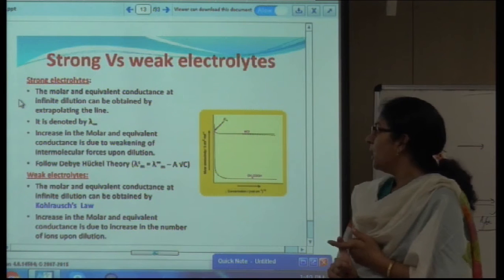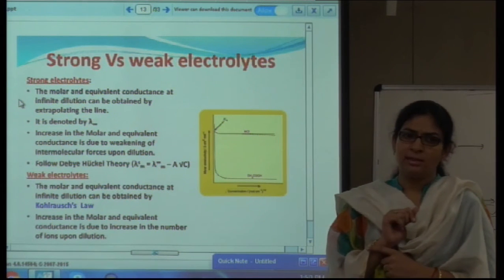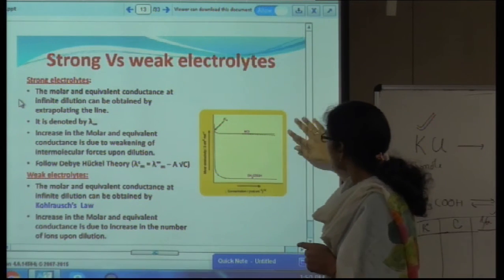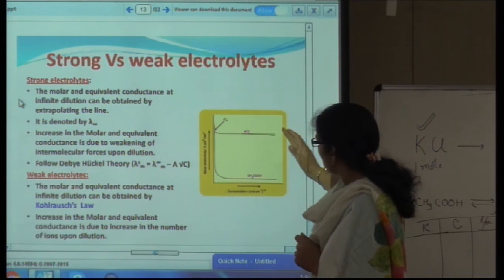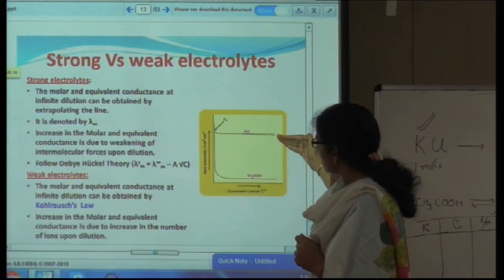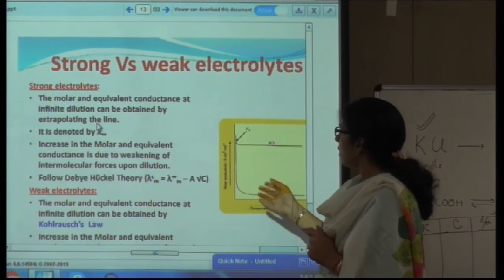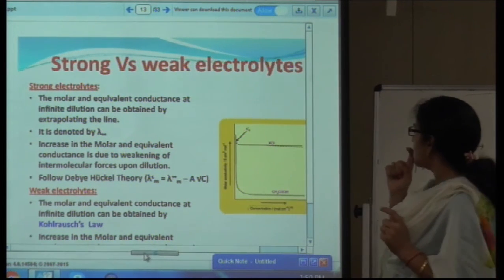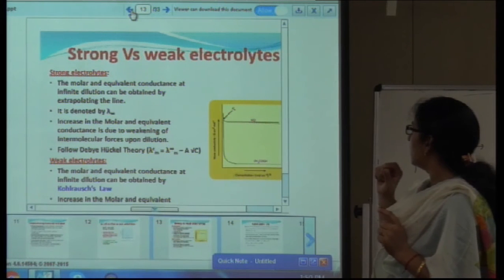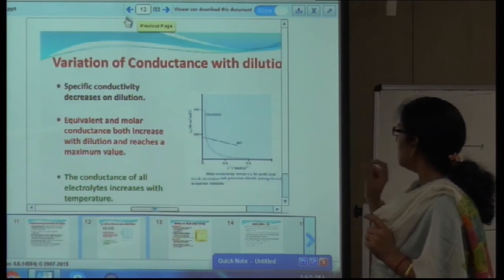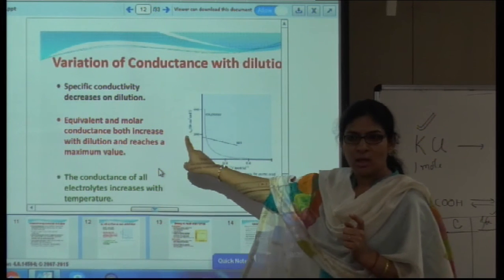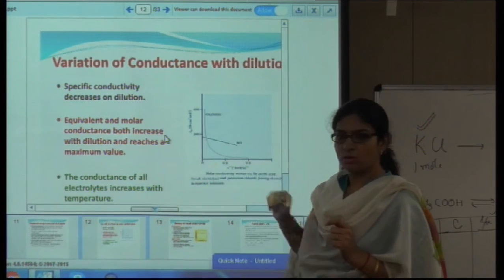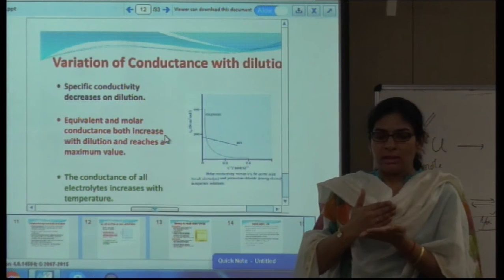But in case of strong electrolytes, what do you see? You see that for KCl, actually in this figure the slope is not that much. Please move back to the previous slide. It is more clear here. You see that this kind of straight line is there. This is for strong electrolyte, right?